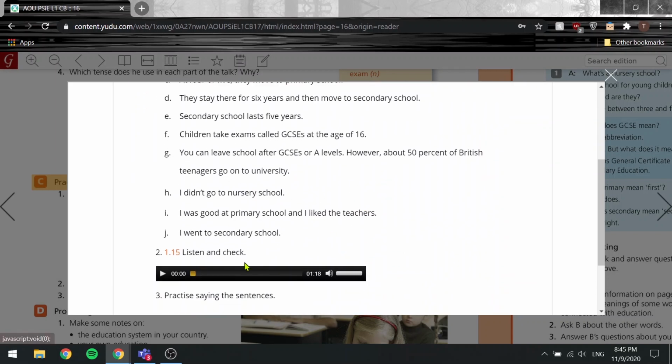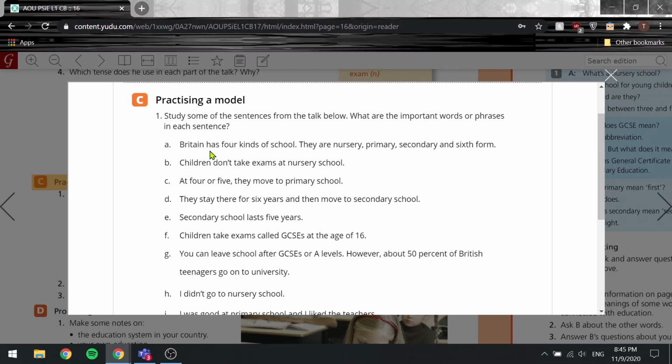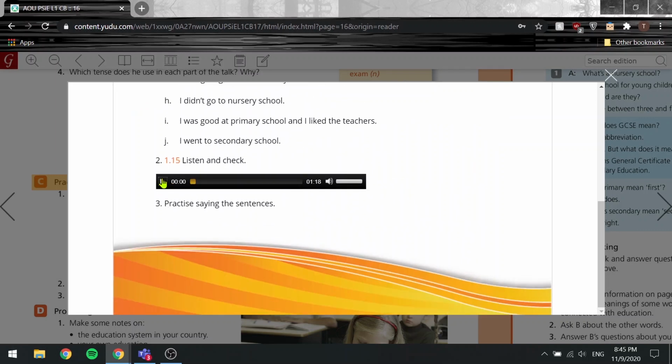Okay, so let's listen to this first, and I want you guys to try and find out what are some of the important words or even phrases in these sentences. So here we go.